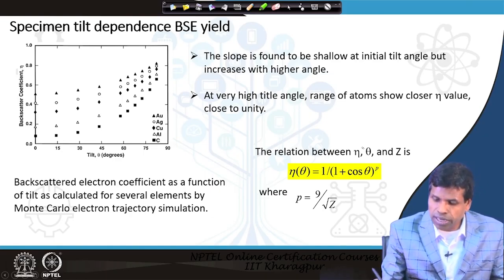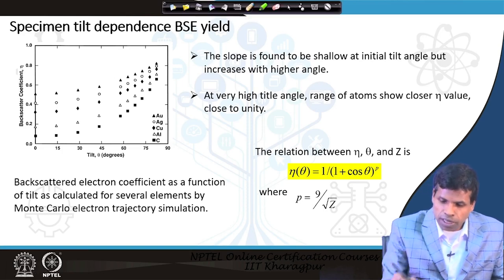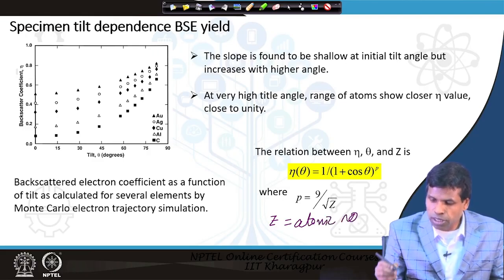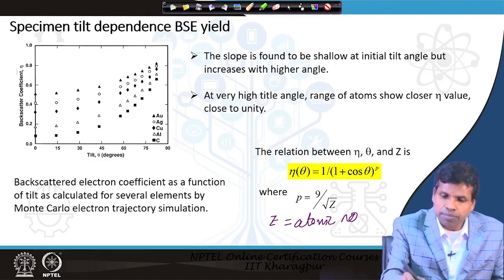The relationship between the backscattered electron yield, tilt angle and Z, remember Z is the atomic number here, follows this relation: eta as a function of theta, the tilt angle, is equal to 1 divided by (1 plus cos theta) to the power p, where p is 9 upon the square root of Z. Here Z is the atomic number. Previously we used a Z term for escape depth, so do not get confused between atomic number and escape depth.